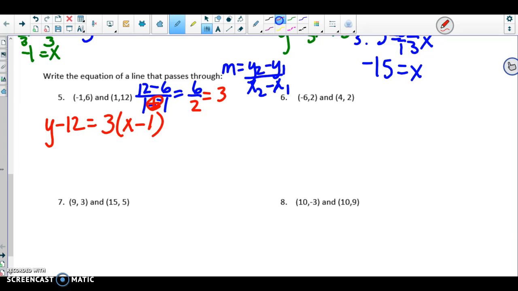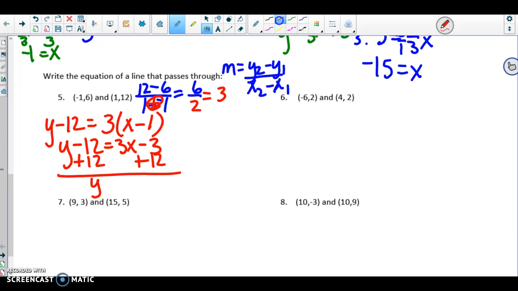So distribute first. y minus 12 equals 3x minus 3. And then I can add 12 to both sides. So we end up with y equals 3x plus 9. So my slope is 3, my y-intercept is 9.